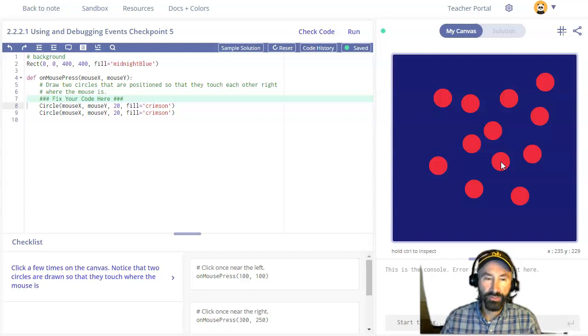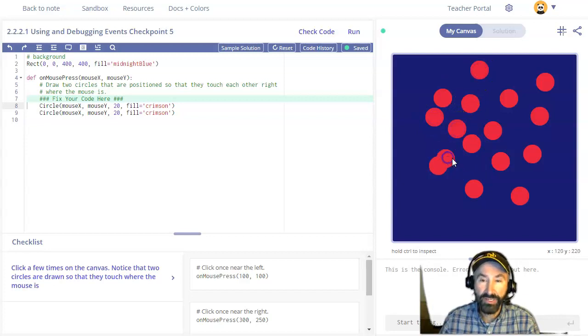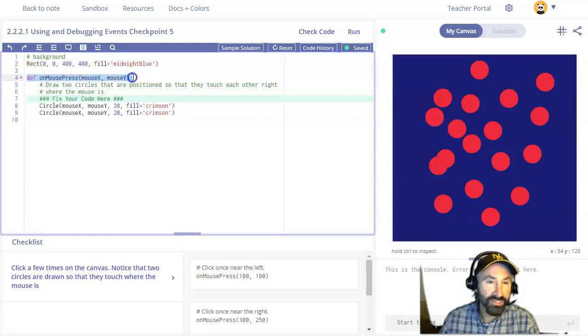Okay, I'm hopeful that you took a minute and you thought about where the circles are being drawn and why they're being drawn there. Obviously it's related to where the mouse clicks. I would say that in my canvas, when I click, it looks to me like the two circles are being drawn with their center exactly where the mouse click is. So what is it that determines where that is? Well, if you look in the definition of the onMousePress function, you can see that it's mouseX and mouseY that tell us where the mouse got clicked.